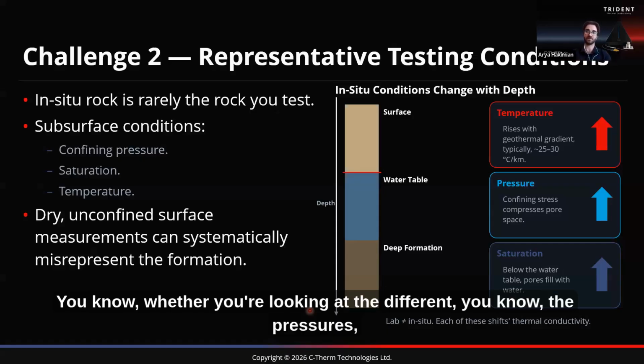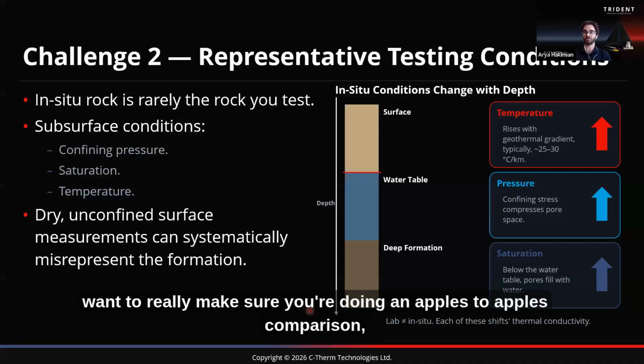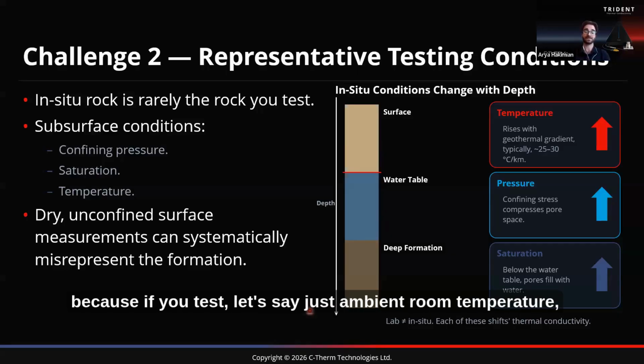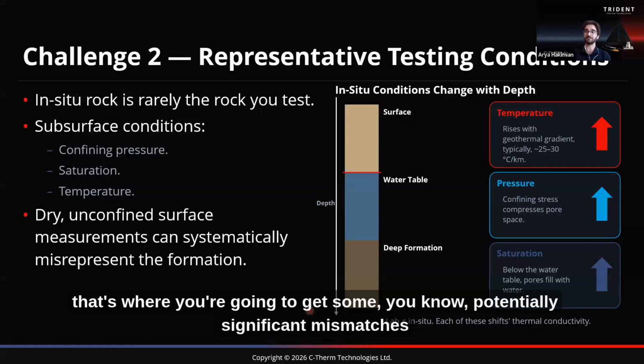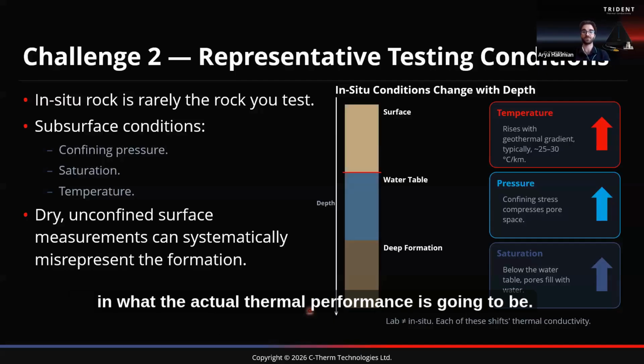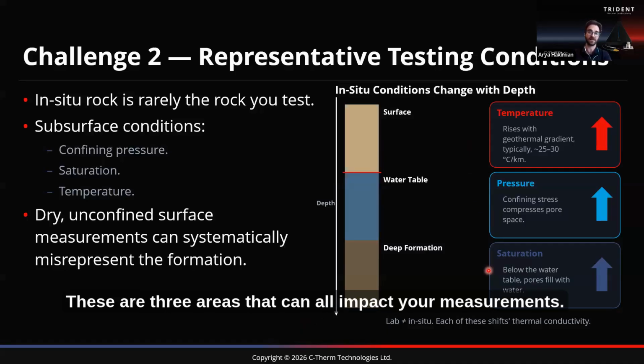Whether you're looking at the pressures, the saturation levels, or the temperatures that exist down there, you want to really make sure you're doing an apples to apples comparison, because if you test, let's say, just ambient room temperature and you call that representative of your sample, that's where you're going to get potentially significant mismatches in what the actual thermal performance is going to be. So temperature, pressure, saturation, these are three areas that can all impact your measurements.